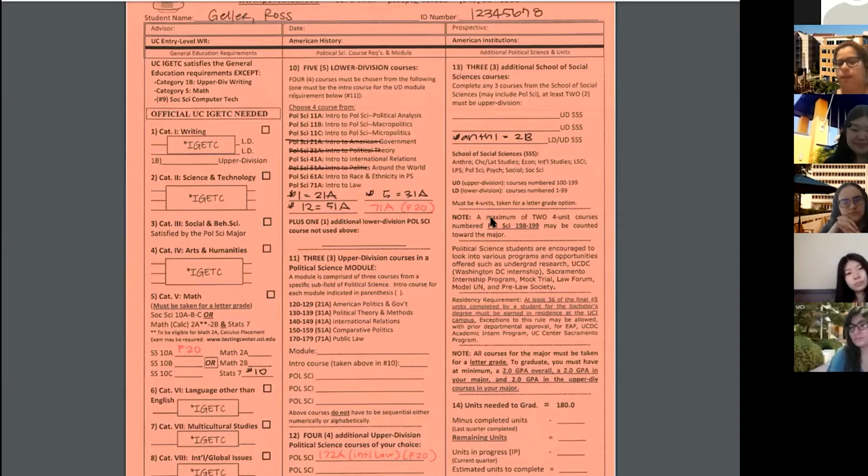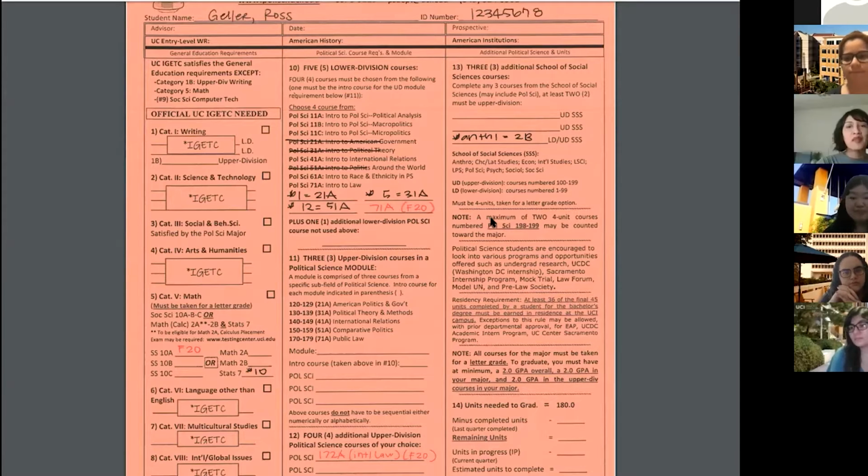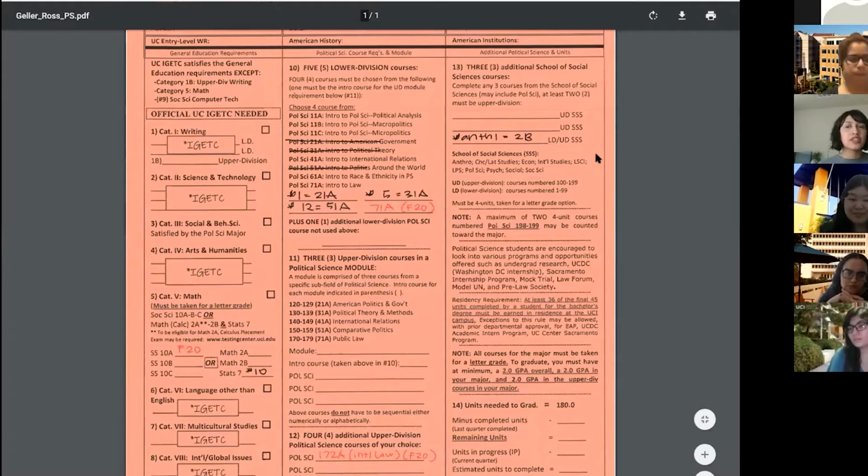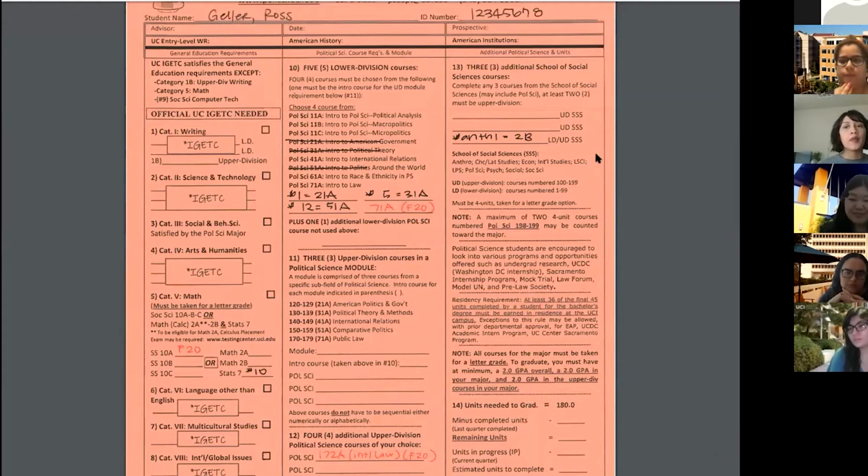So anything else you guys would like to add? I just want to add that as of right now, your units and the classes that you took are not updated yet, but don't worry, this is all being processed by the admissions office. It is going to take some time, so your patience is really appreciated. Everything should be updated hopefully by the sixth week of fall quarter.